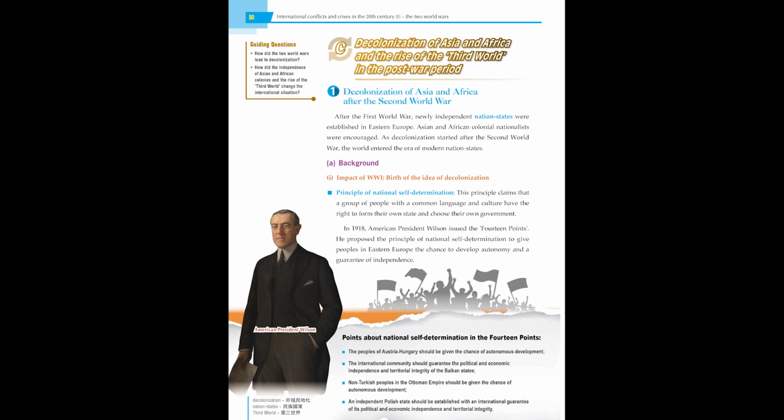Points about national self-determination in the 14 points. The peoples of Austria-Hungary should be given the chance of autonomous development. The international community should guarantee the political and economic independence and territorial integrity of the Balkan states. Non-Turkish peoples in the Ottoman Empire should be given the chance of autonomous development. An independent Polish state should be established with an international guarantee of its political and economic independence and territorial integrity.